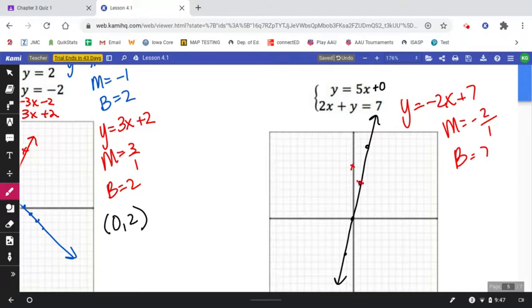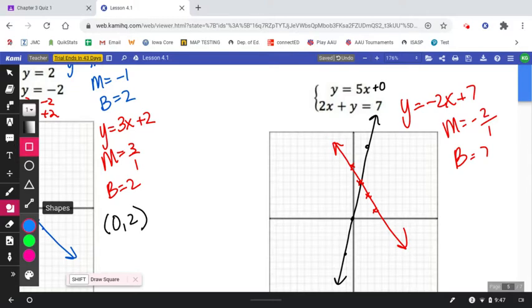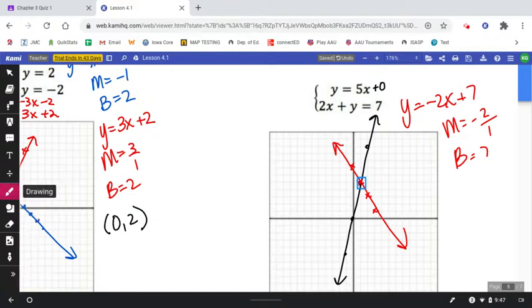Down 2 over 1, down 2 over 1. And I found out where they crossed already. So they crossed right here. And that solution is at 1, 5.